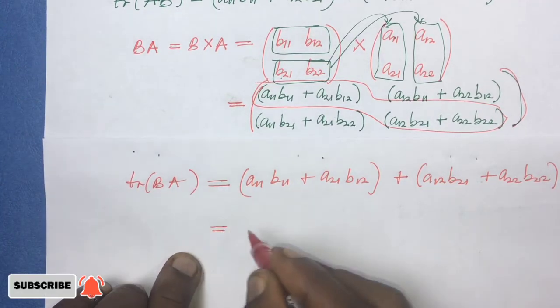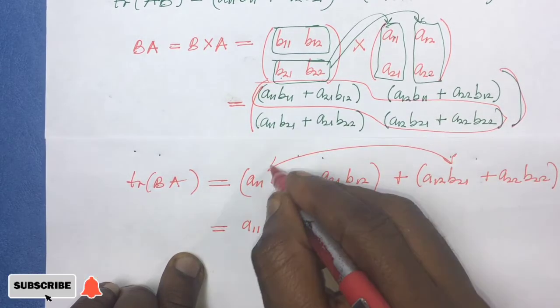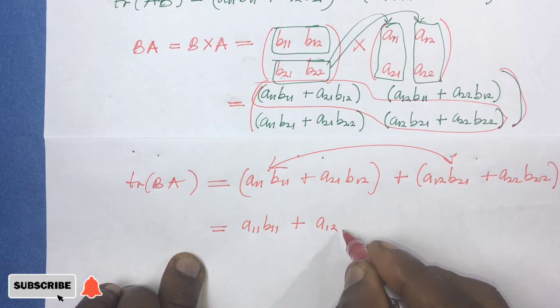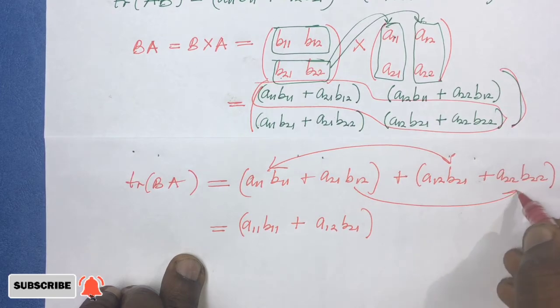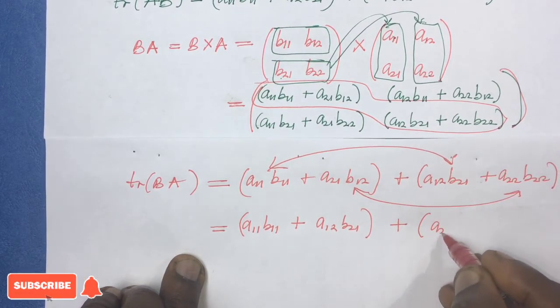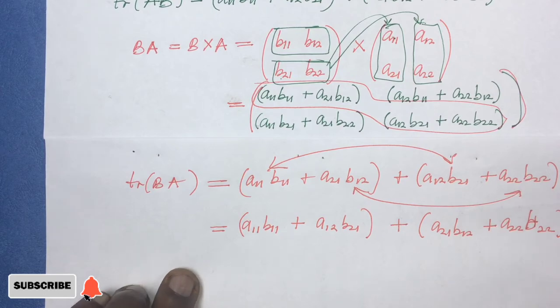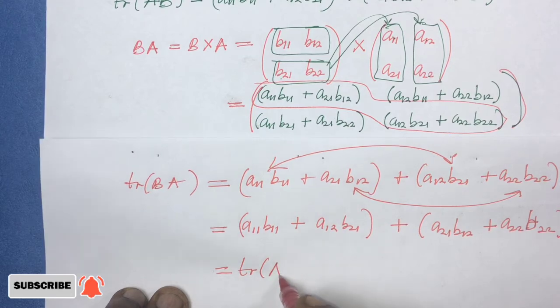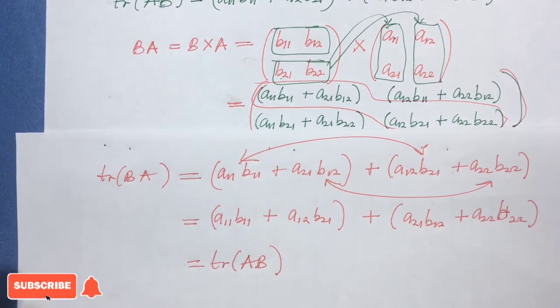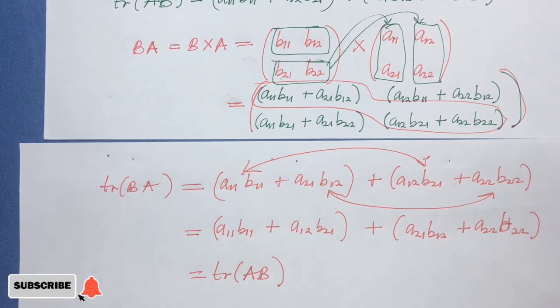I could rearrange this result by saying A11 B11, that is this plus this, in one bracket A12 B21, and that will give me a rearranged result. Then I can add this to give us plus A21 B12 plus A22 B22, and that will give us the result we earlier obtained. This is the same result we obtained for trace of AB, and that proves the property. Okay, so you look at it again. That is what I want to show you.